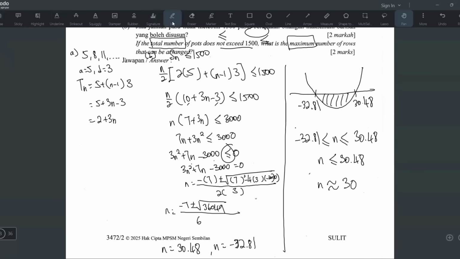Let me repeat one more time. Why I reject all the negative values is because n cannot be negative. And why I take 30 is because there cannot be decimals, and the symbol is smaller. So we choose the nearest integer that is smaller than or equal to this, which is 30. So that's how I would do it. Hope you understand.